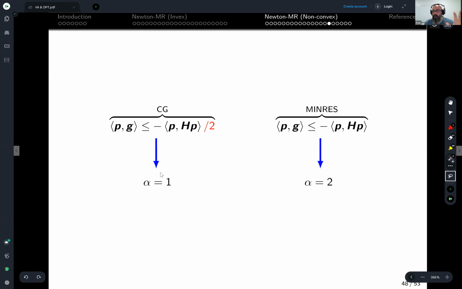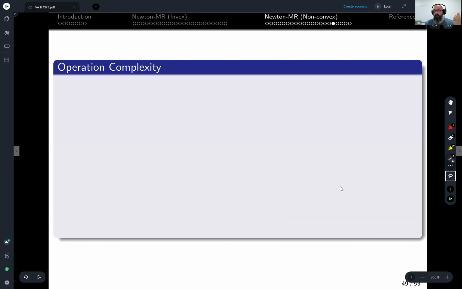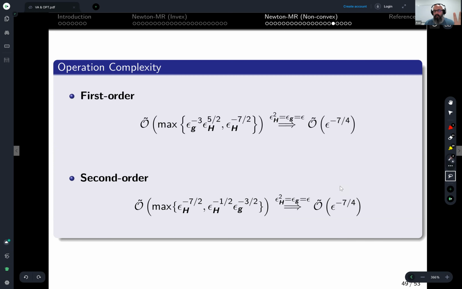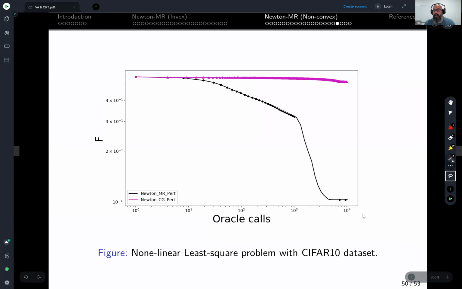And that alone allowed us to start the line search for Newton CG with alpha equal 1, whereas MINRES starts with alpha equal 2, which is twice as large, allows us to take twice as many steps or larger steps, and that has significant practical performance implications. Operation complexity, to first order guarantee, we get bounds that are known to be optimal. So essentially this algorithm matches the optimal algorithms that use CG by replacing it with MINRES. So the theory is identical, but the empirical performance is significantly different.